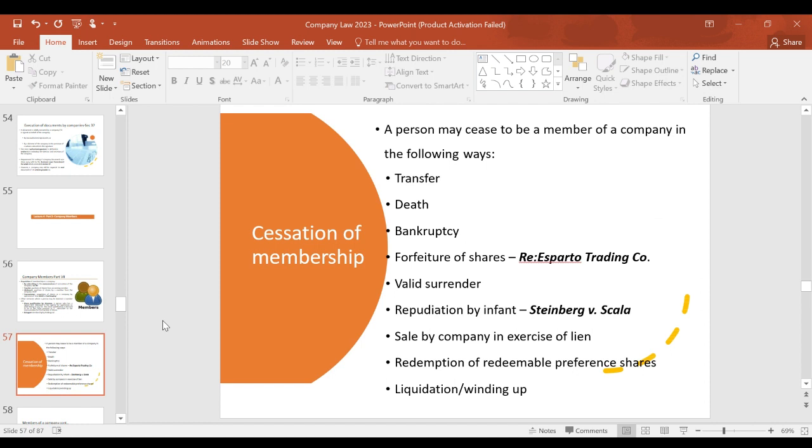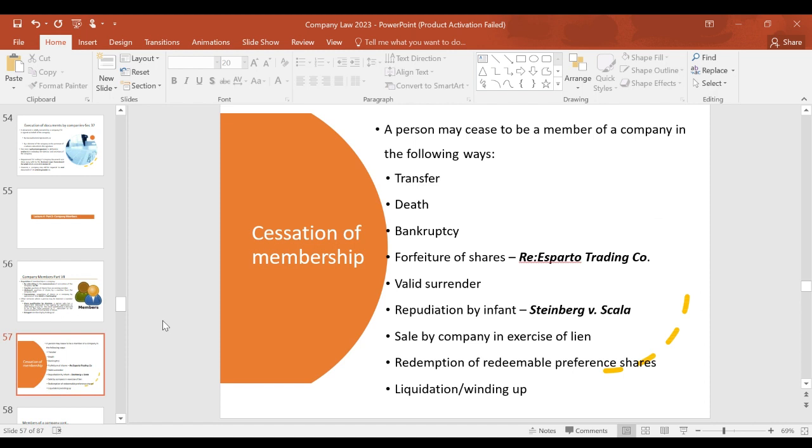So we may also have redemption of shares, and with this kind of cessation of share capital, it happens in a way that we may have redeemable shares. And we'll talk about this when we are talking about the shares. So we have redeemable preference shares. And as such, those shares can be redeemed back by the company itself, maybe through a share buyback or something like that. So if shares have been redeemed by the company, those who held those redeemable shares may cease to become members if all the shares they held have been redeemed.